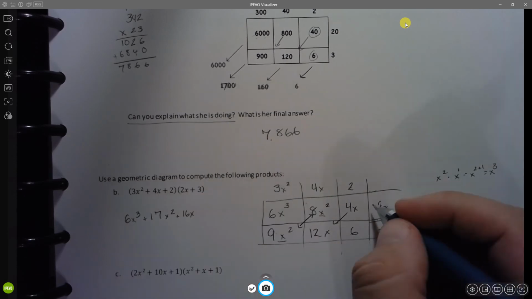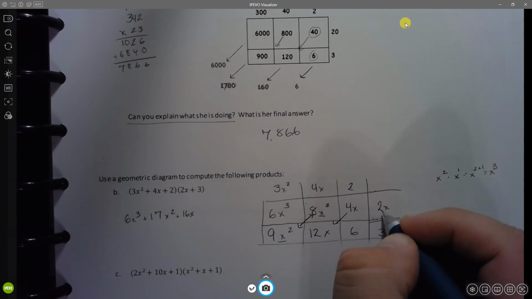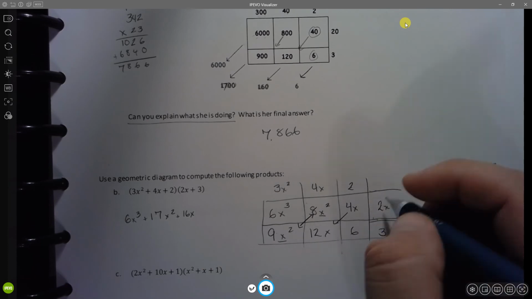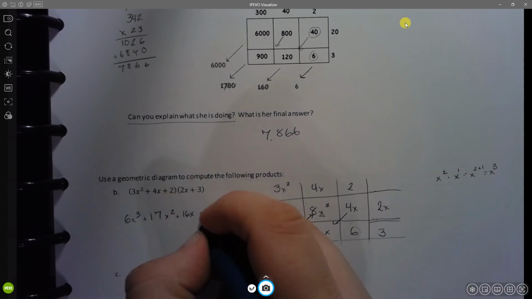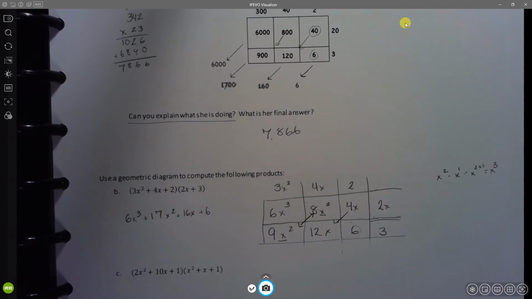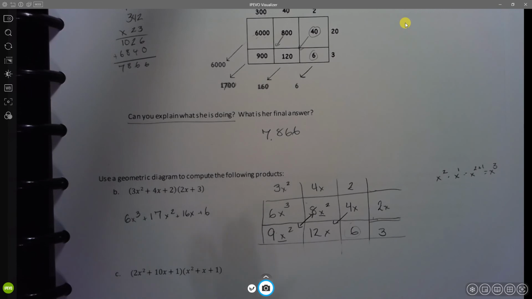Oh, wait a minute. We have this. No, never mind. I'm looking at the wrong thing. My bad. All right. And then we got this lonely little 6 right here, so plus 6. That's the geometric diagram way of doing this.